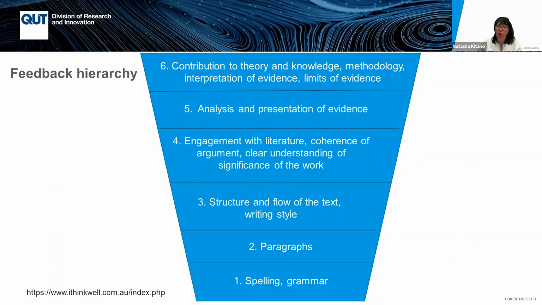As we move to the fourth level and up the hierarchy, we're moving away from words, and now we're focusing more on the content and the argument. Number 4 is engagement with literature, coherence of argument, and clear understanding of the significance of the work. So again, the questions that you could ask are, is there a logical flow in the text that leads to a coherent argument? Or how does this work engage with the literature? Okay, questions like that. So the next level, the 5th level, is analysis and presentation of evidence.